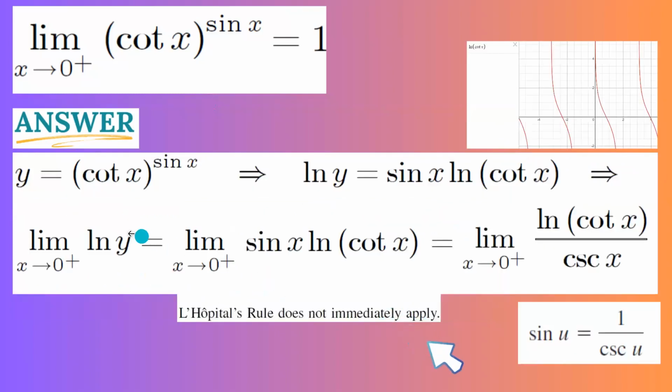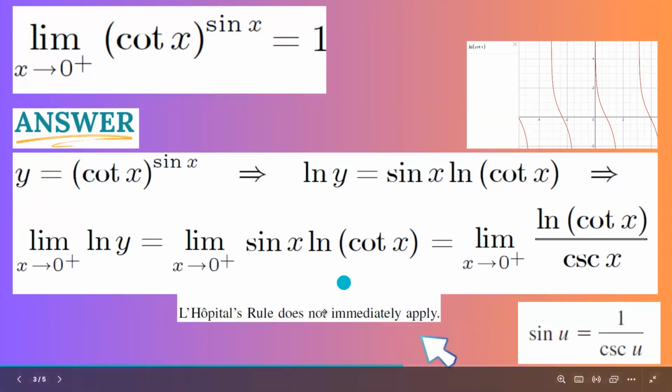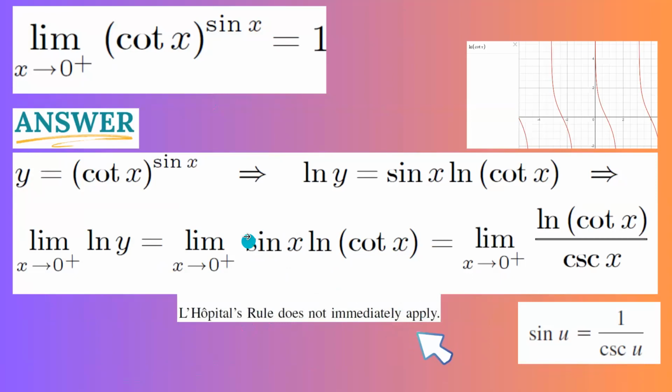In the next step, we take the limit of both sides. The limit of ln of y as x approaches 0 from right-hand side is equal to the limit of sine x times ln of cotangent x as x approaches 0 from right-hand side. But it's not ready to use L'Hopital's rule yet. Why is that? Because if you plug in 0, you get sine of 0. And when you plug in 0 here, you get ln of cotangent of x.